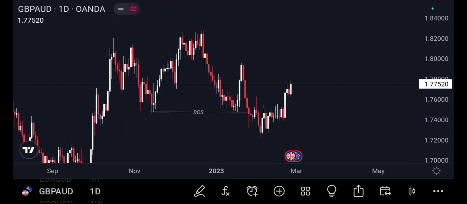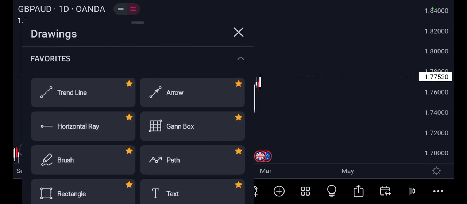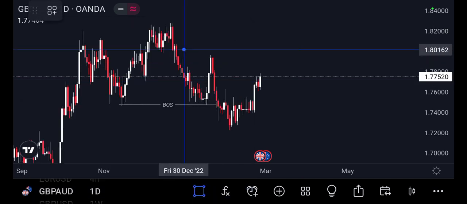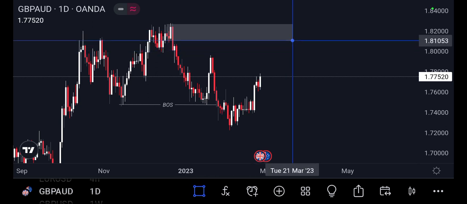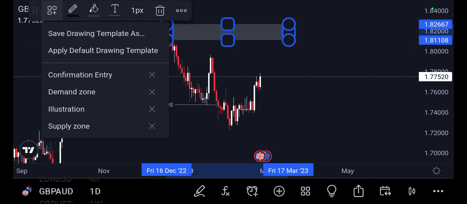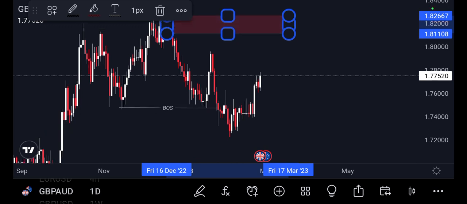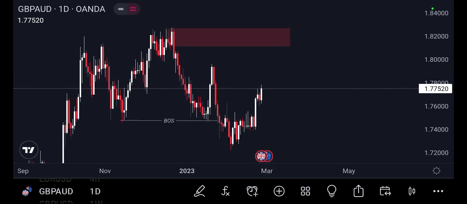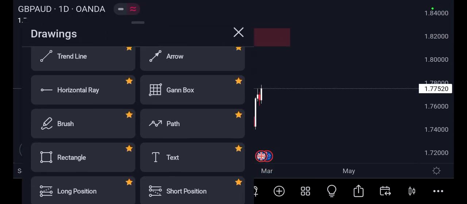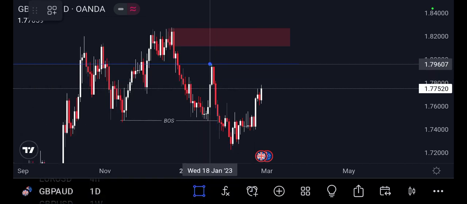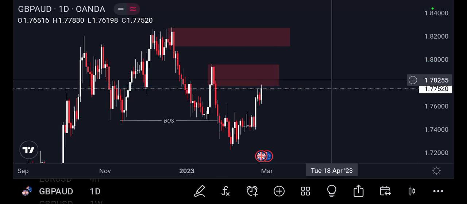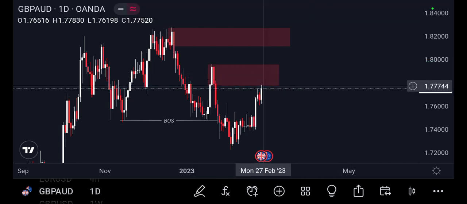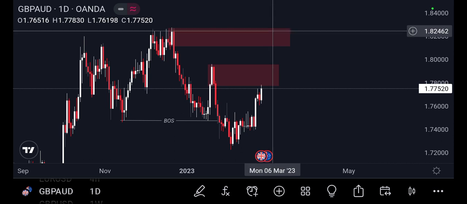BOS. I want to mark out your zone. You mark this out. Supply zone. I want to mark out your second zone. This is what you mark out. Now the thing about the second zone, if you check it now, price has mitigated this zone. But we are not sure whether price will react to this or react to this first zone or this one up. So that's why you use confirmation entry.